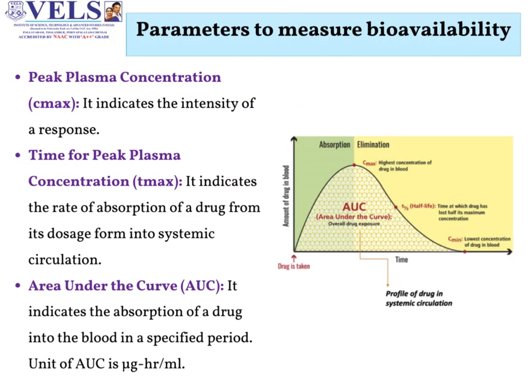The various parameters used to measure bioavailability are peak plasma concentration, time for peak plasma concentration, and area under the curve. The peak plasma concentration refers to the intensity of the biological response, whereas Tmax is the rate of absorption of the drug from its dosage form into the systemic circulation. Area under the curve indicates the absorption of the drug into the blood in a specific period of time. It is usually measured as μg/hr per ml.